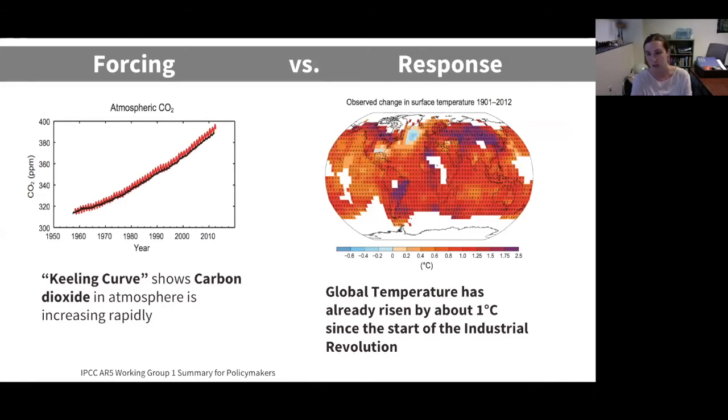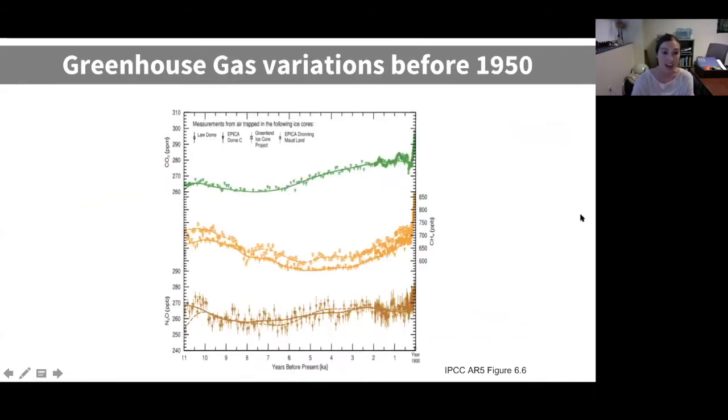And the observed temperature response, again, you can see that it's spatially variable. On average, we're at greater than 1 degree Celsius warming already since the start of the Industrial Revolution. But we can reconstruct things further back in time. And I think that's an important point to emphasize to people that really might wonder, is this just a natural cycle? We have amazing ability now to take measurements that go back into times before humans were around actually measuring these things. And in particular, we can use the ice core record to actually reconstruct how much of these different greenhouse gases were in the atmosphere before we began the ability to generate the Keeling curve.